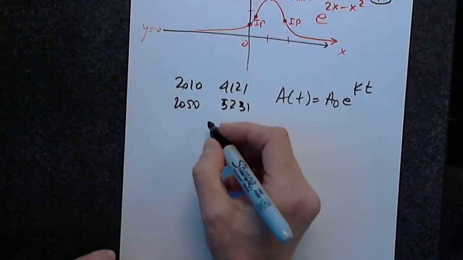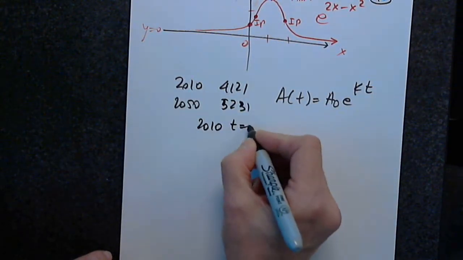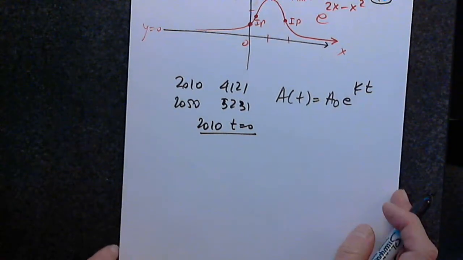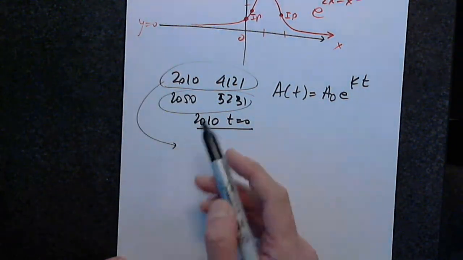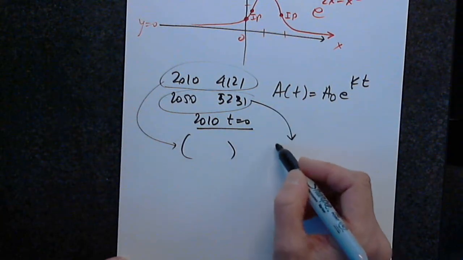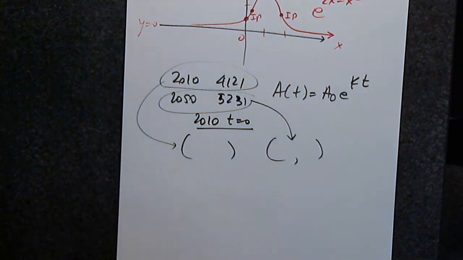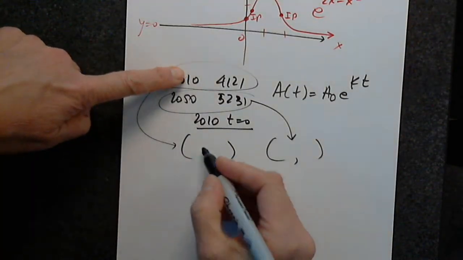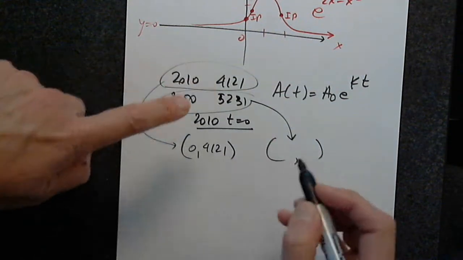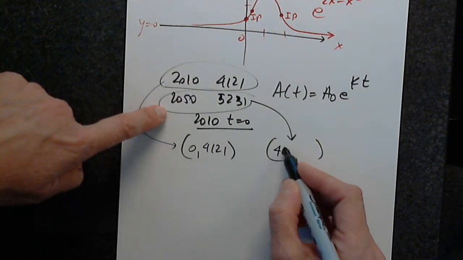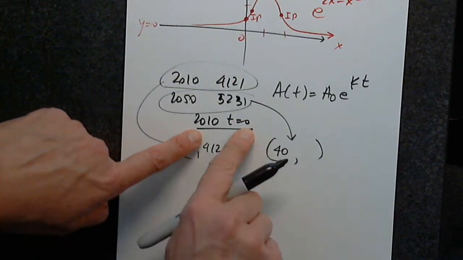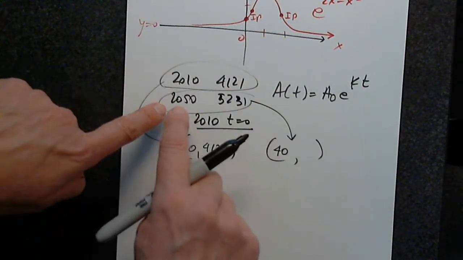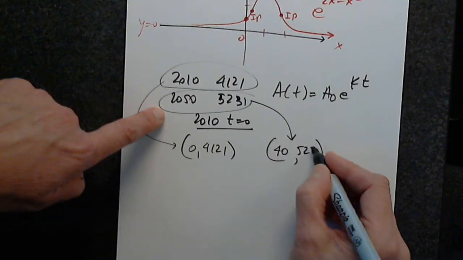Also we are told 2010 represents t equals 0. So this is a point and this is another point. Can you tell me what points are these? Zero, yes, good. And the other one is 2050, which is 40. I cannot put a name of the year, so t represents years since 2010. So the points are (0, 4,121) and (40, 5,231).